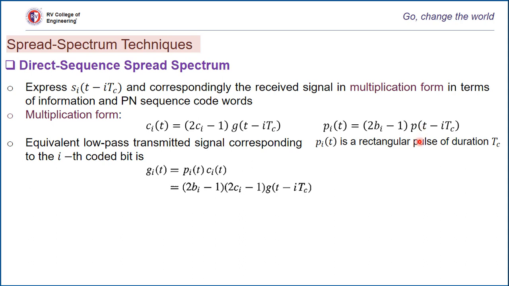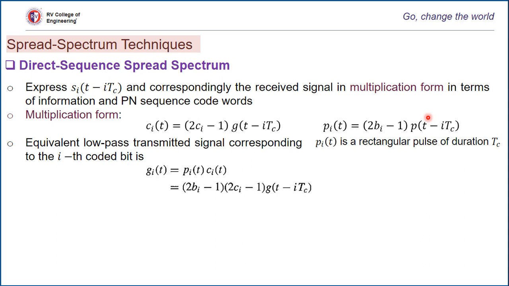It's very important to note that this signal, which we have just obtained in multiplication form, is identical to the previously obtained relation for gi of t. But the previously obtained gi of t was with respect to modulo 2 addition. This is with respect to the multiplication form of coded bits and the rectangular pulse.